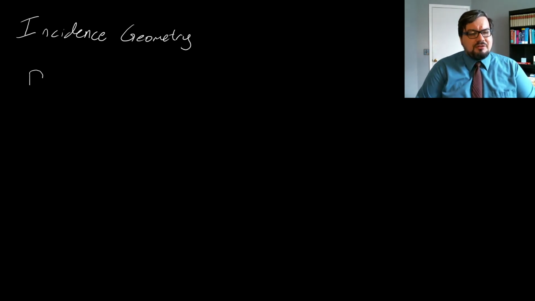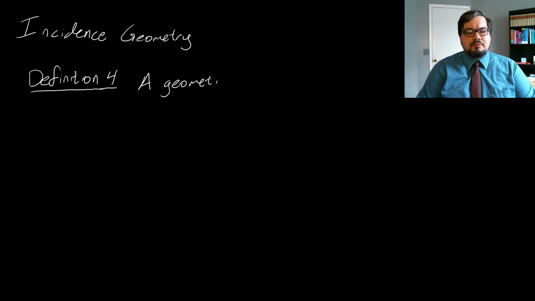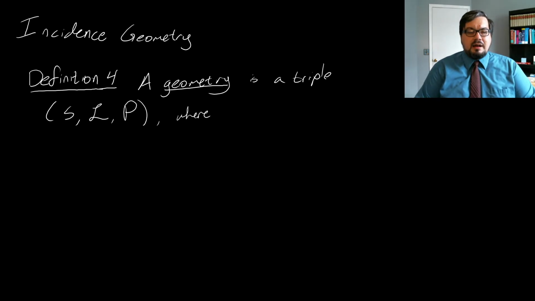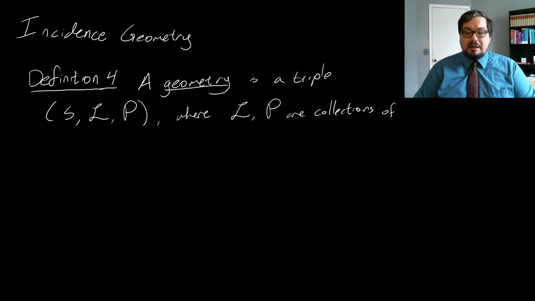Let's start with the definition. So this is definition 4 in the notes. A geometry is a triple S, L, P, where L and P are collections of sets. Collections of sets of points.